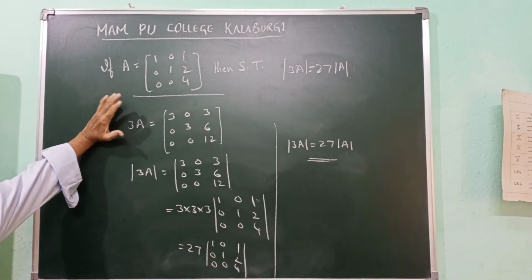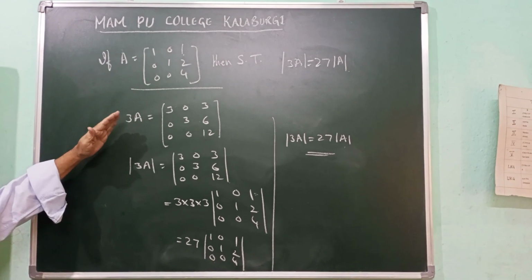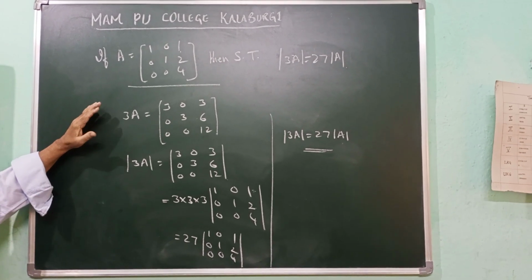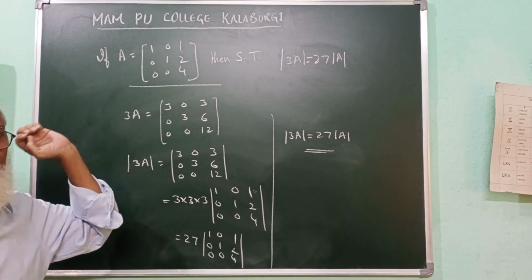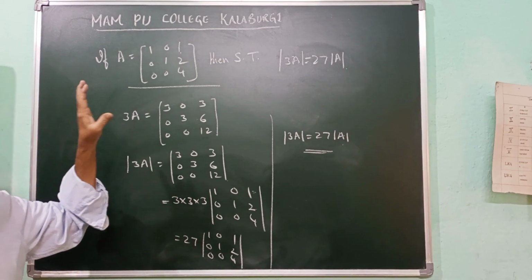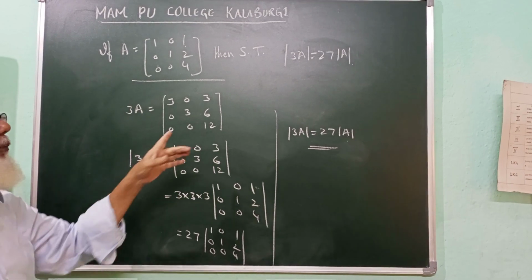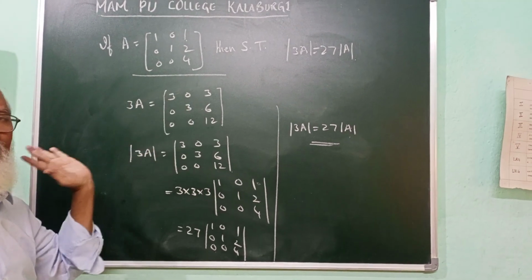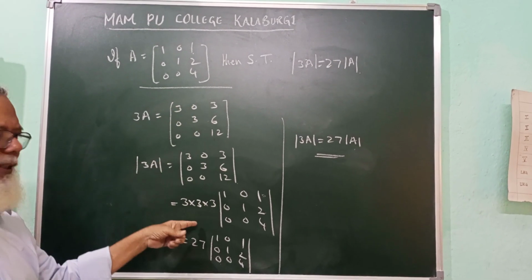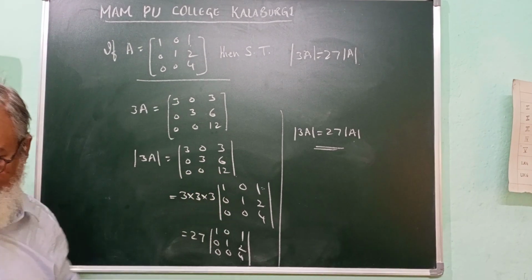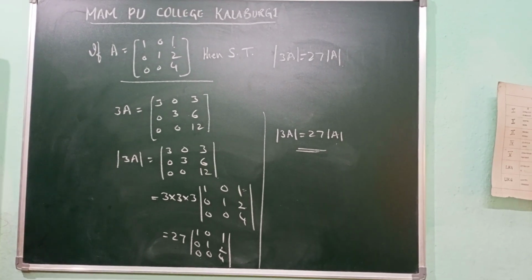See here, we have used one property in this problem, even though we have not proved it. What is that property? In the matrix, if you multiply or if you want to take it common, it should be throughout all the elements. But in the determinant, it should be there in one row or one column. In a determinant, if something is common in one row, you can take it common. We will prove it later on. For the present, we accept it and move further.